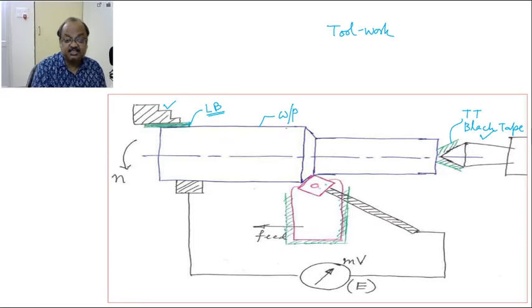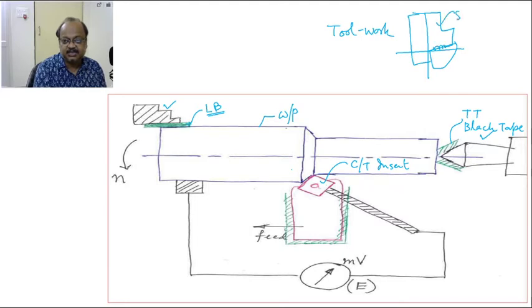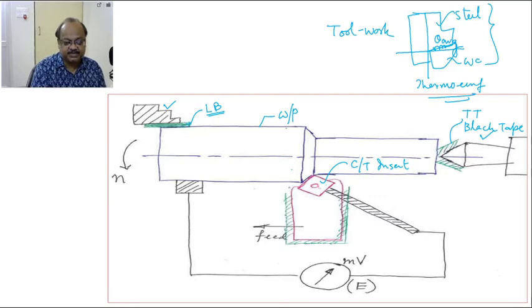This is my cutting tool insert, and this is machining the job. Once again, the chip tool interface is at high temperature. This is steel, this is tungsten carbide. These two are dissimilar materials, because of which thermo EMF would be generated, and that thermo EMF would be proportional to this average chip tool interface temperature. So we have to extract that thermo EMF. The workpiece is rotating with N, and the tool is gradually moving in this direction in feed.